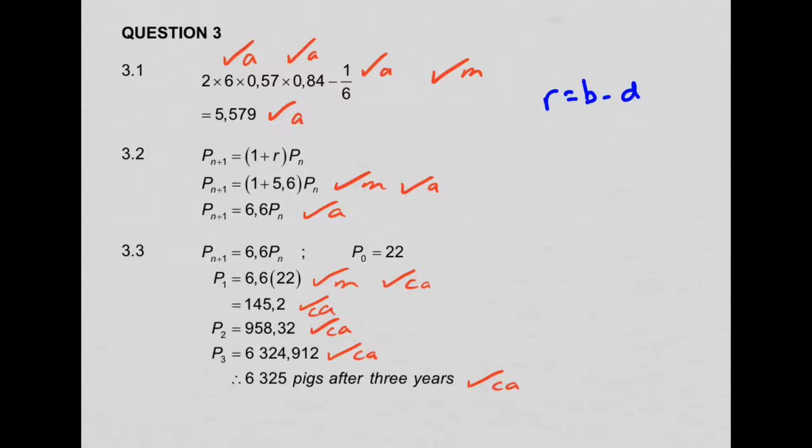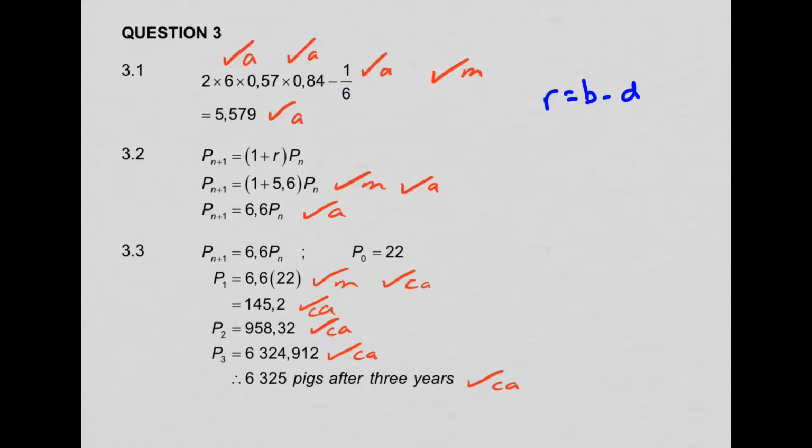3.2. Express the growth in the pig population as a recursive formula using an annual growth rate of 5.6 pigs per annum. All right, so this is quite straightforward because you've done the recursion in grade 10. This is the formula that you need to start with. It's given to you on the information sheet. And how do we know it's recursion? Because we have a population multiplied by some form of rate, which will give us the next population. In other words, to work out Pn plus 1, we need Pn.